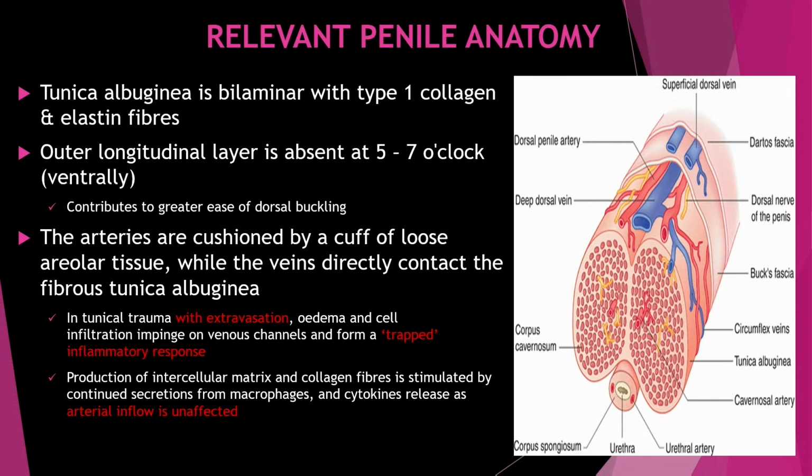Anatomically, what contributes significantly to this inflammation that is uncontrolled is the fact that the arteries around the tunica albuginea are usually under a cuff of loose areolar tissue. They are protected, while the veins are not. They are in direct contact with the tunica albuginea. Whenever there is trauma, the resulting inflammation impinges on these veins. So there is inflammatory processes going on. The leukocytes, the macrophages bring in interleukins, fibroblasts form, but that inflammatory process cannot be washed away because the veins have been impinged.